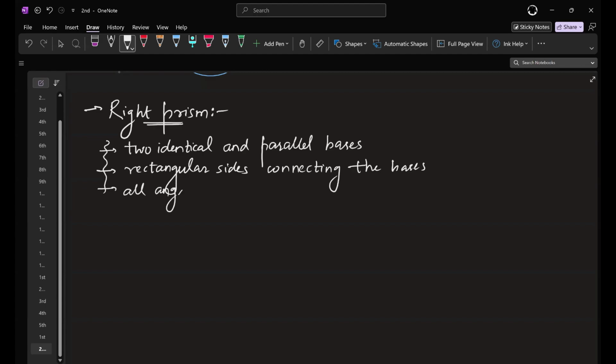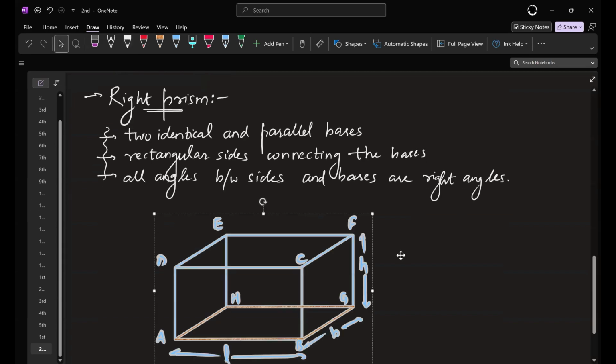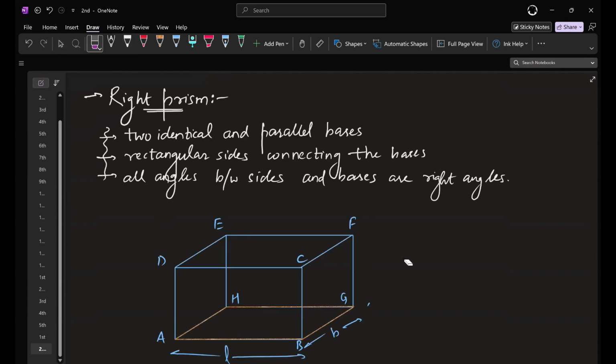All angles between sides and bases are 90 degrees, are right angles. Okay. Now let's draw a cuboid, sorry, and discuss the same thing for a cuboid.